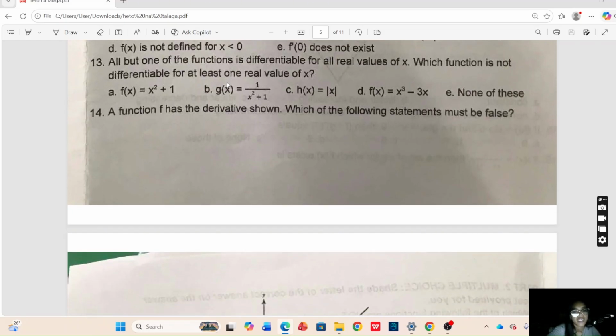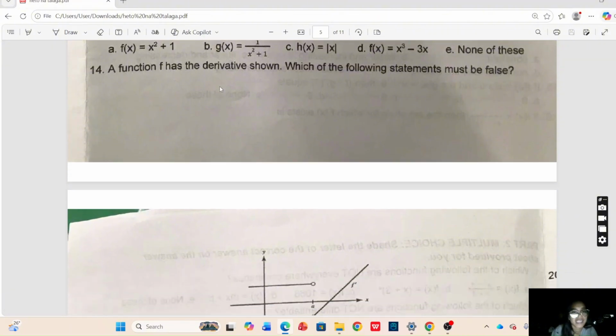So we have number 13. We are asked which function is not differentiable for at least one real value of x. So polynomial functions are differentiable everywhere, and rational functions are differentiable wherever they are defined. The absolute value function, however, has a sharp corner at 0. Because of that corner, the derivative does not exist at that point. So therefore, the correct answer is the absolute value function.